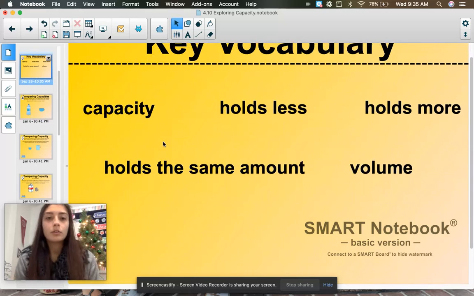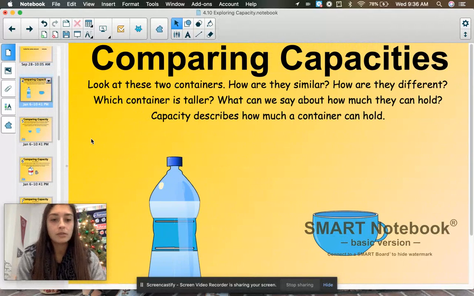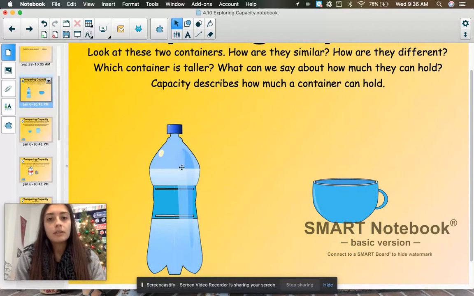All right, so some words you're going to hear today are capacity, holds less, holds more, holds the same amount, and volume. Volume and capacity, those are similar words. It just means how much that something can hold of water or of rice or anything that you can put in it. So let's look at these two containers.